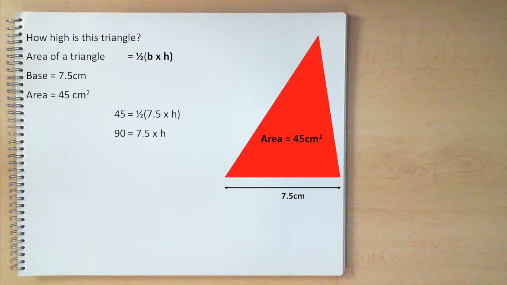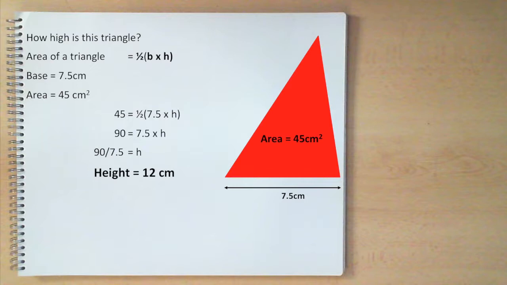Get rid of the half, gives us 90 equals 7.5 times h. Divide both sides by 7.5, gives us h is 90 divided by 7.5, which gives us the final value for the height there of 12 centimeters. With any question of this kind, you have to trust that you've been given all the information. And if there isn't already a diagram, draw the diagram, fill in the information you know, write down the formulae that you know, and you should be able to see where you're going to get the missing values from.